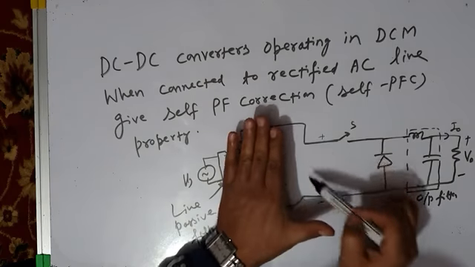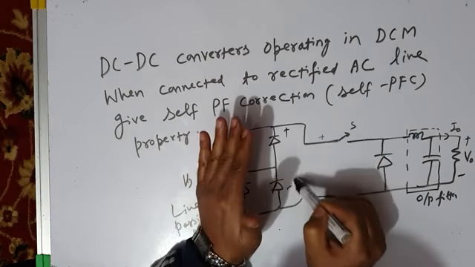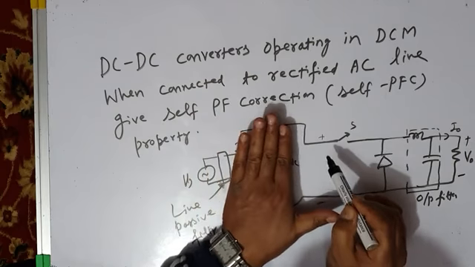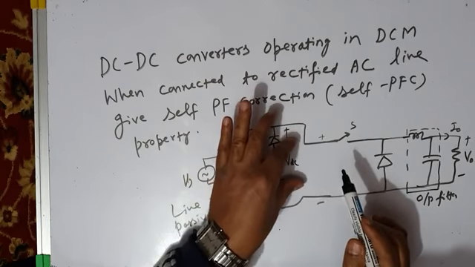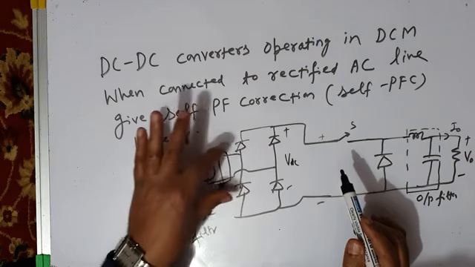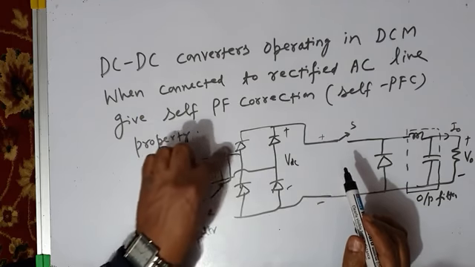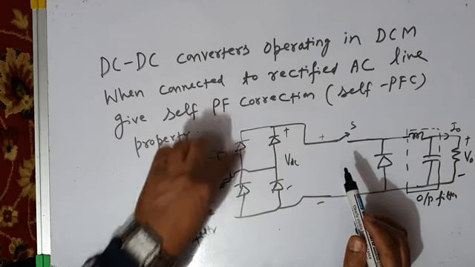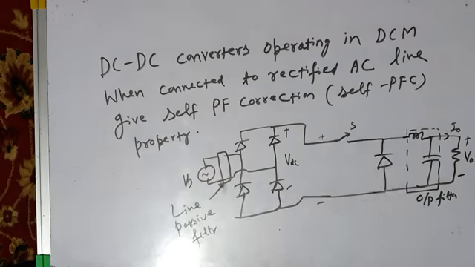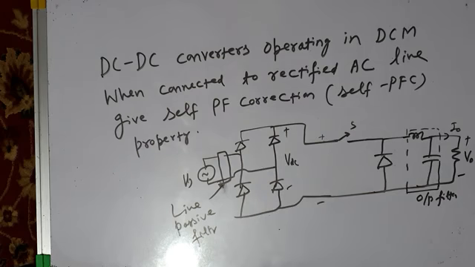See, this is DC here, of course. This is your DC coming here, VDC. But it is not coming from a battery, it is not from a DC source. Where is it coming from? It is coming from the rectified AC line. This is your AC, and this bridge rectifier converts this AC into DC. So this is called rectified AC line.